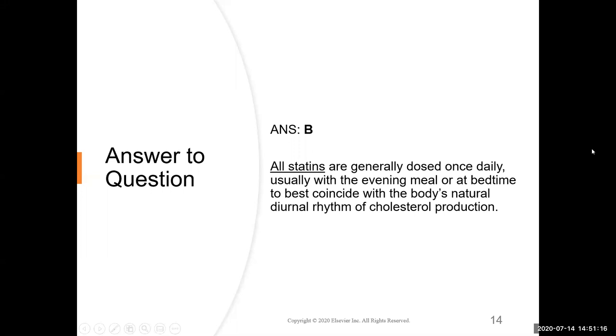I hope you got the answer right. If you did, congratulations. If you didn't, you just learned something new. I hope you guys do well and now understand why we put these statin drugs in with perfusion. Good luck, y'all.